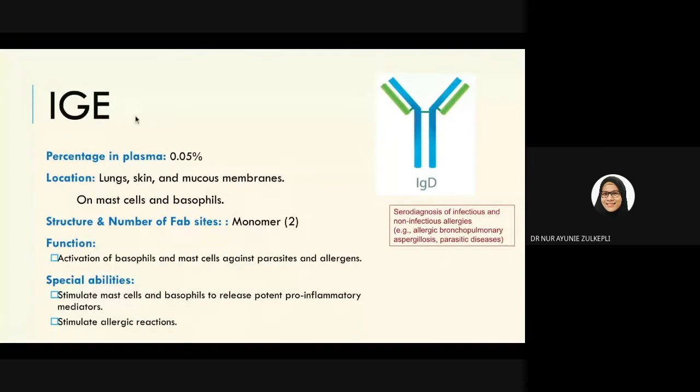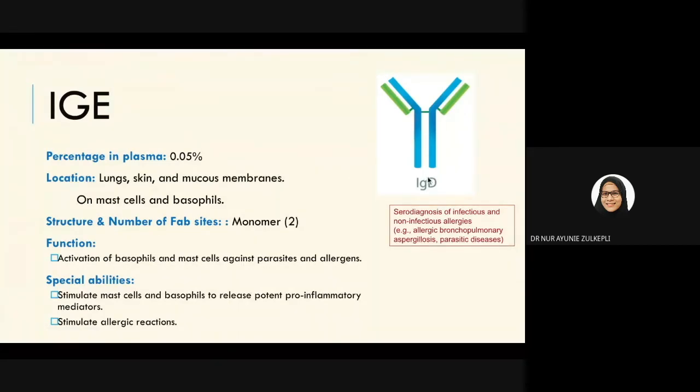Okay. So the last one is IgE, 0.05% of plasma, secreted in lung, skin, mucous membrane, on mast cells, and basophil. And it is also in a form of monomer with 2 Fab sites. And it is involved in activation of basophil and mast cells against parasite and allergens, and stimulates mast cell and basophil to release potent pro-inflammatory mediators, and also stimulates allergic reaction.